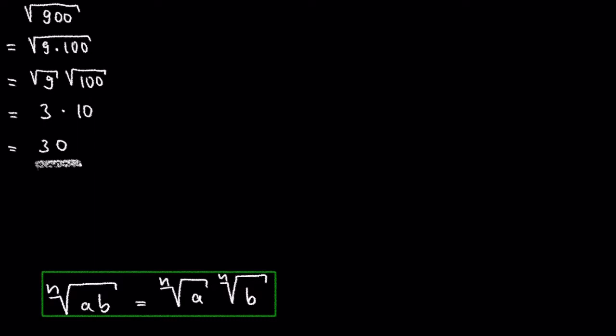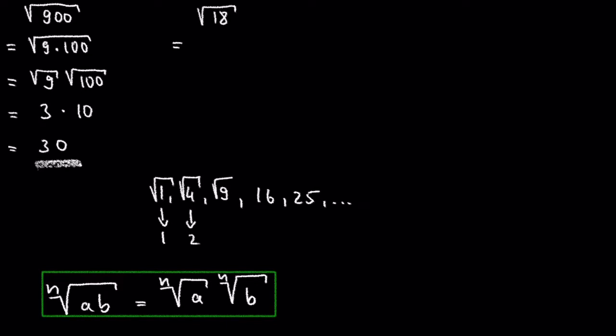Let's try the square root of 18. Eighteen is not a perfect square like 1, 4, 9, 16, 25, and so on. The square roots of these numbers are integers. They are 1, 2, 3, 4, 5, and so on. But the square root of 18 is not an integer.